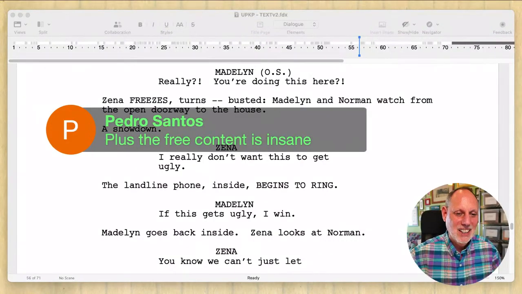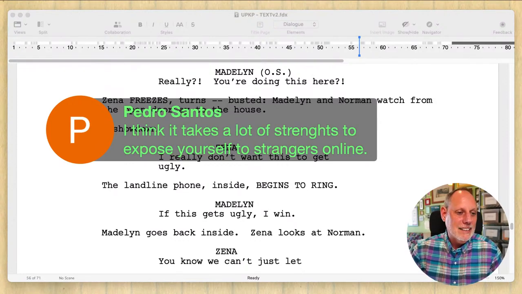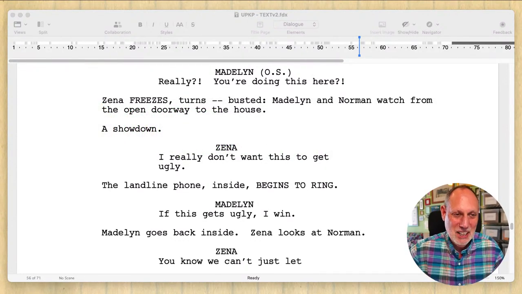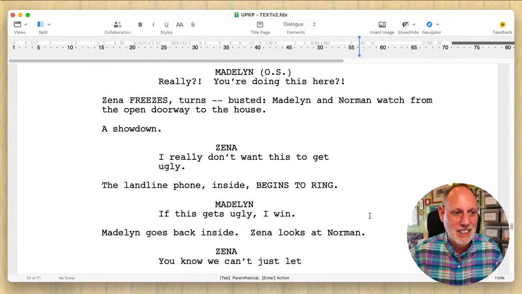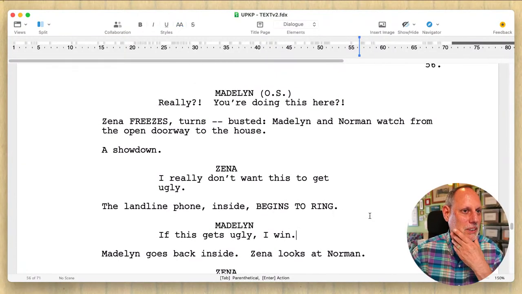Thank you, Pedro. It takes strength to expose. Yes, I am exposing very little. I am just exposing the writing part, which, as I said, is the part I feel pretty confident about. Okay.